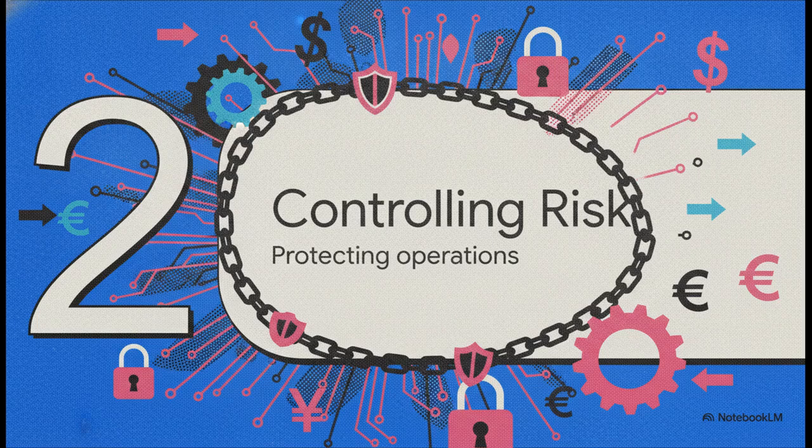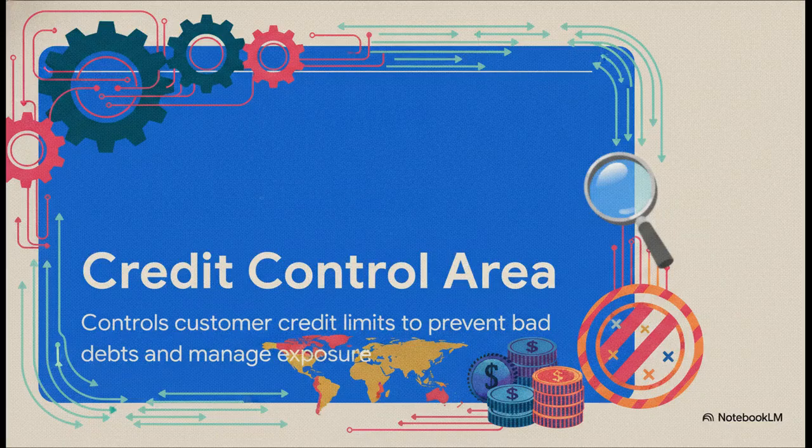Moving right along to Section 2, Controlling Risk and Operations. Now that our legal entities exist, we need to protect them. Let's talk about the credit control area. As a consultant, you assign this to your company code to actively control customer credit limits. And why does this matter so much? Because without this specific assignment, your customer credit checks will completely fail. Your business could blindly lend products or services to bankrupt clients, resulting in massive bad debts. No way we want that.